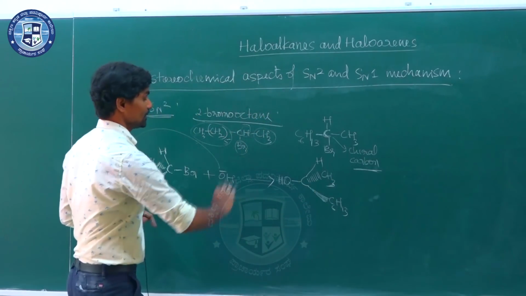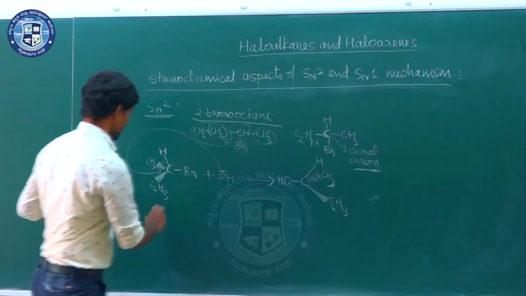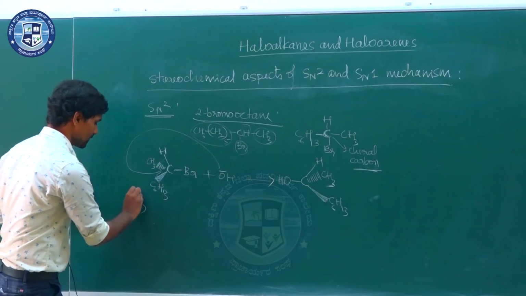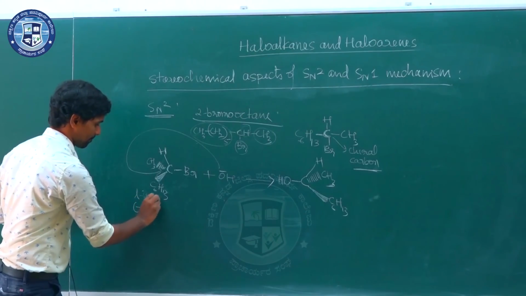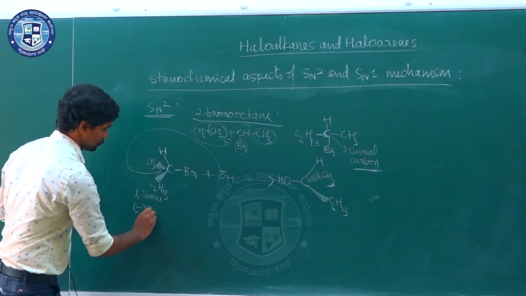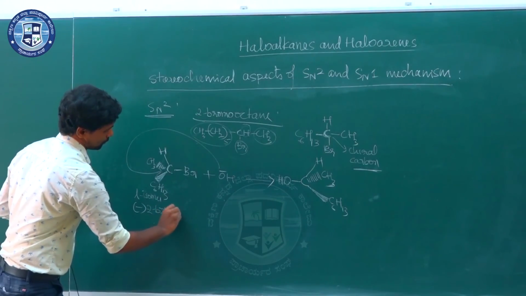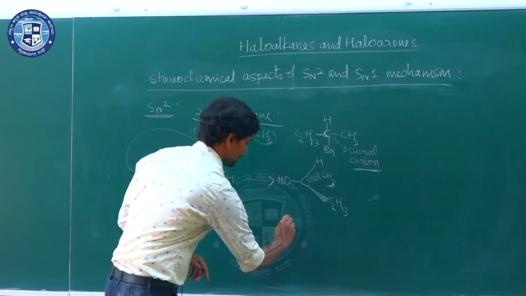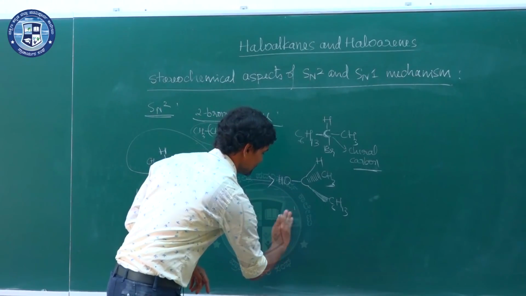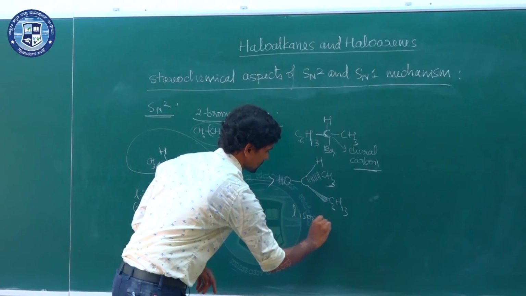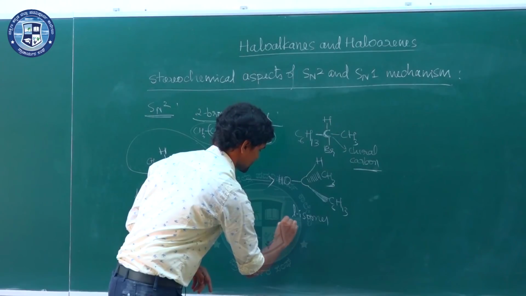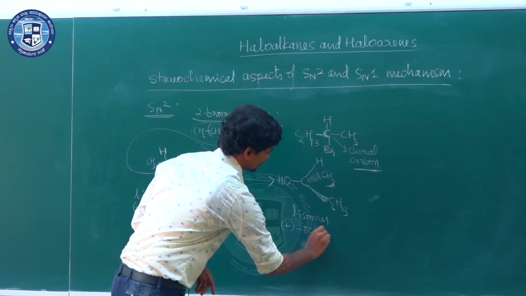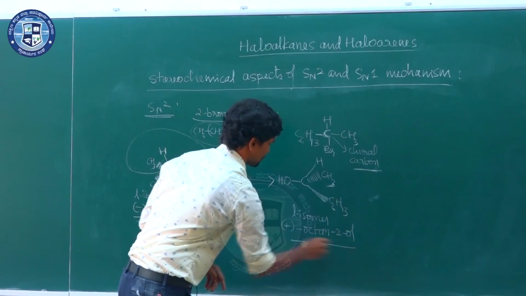So what happened? Inversion of configuration takes place. Therefore, if this molecule we have taken is the minus or L isomer, 2-bromooctane, the product you get will be the D isomer, therefore plus, octan-2-ol.